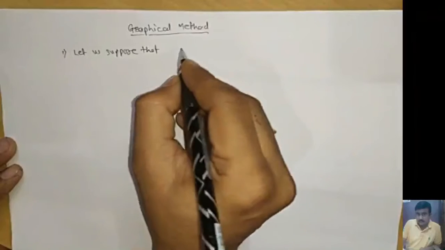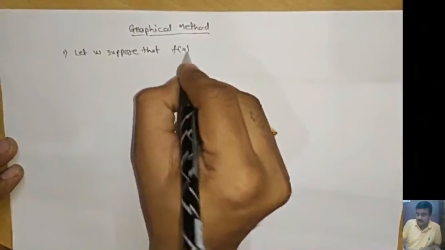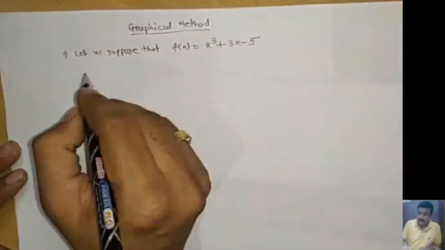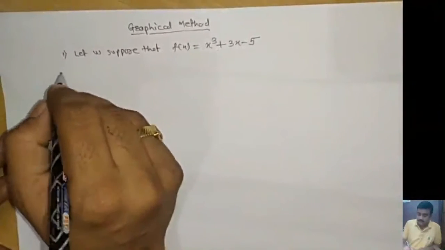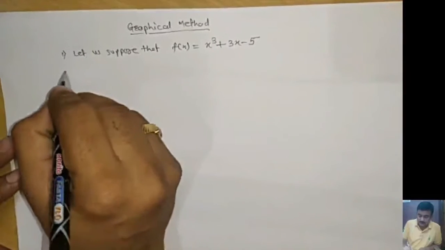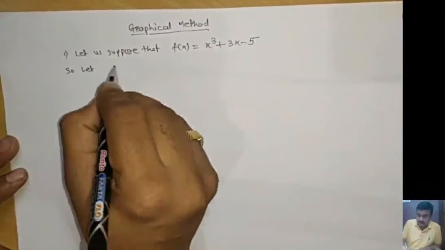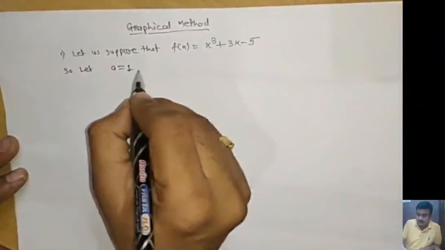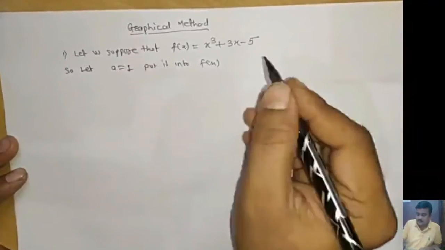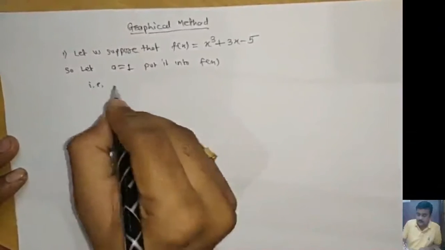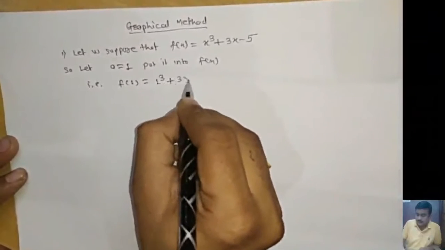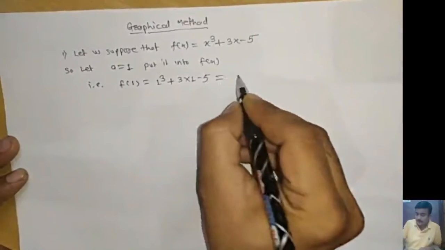Let us suppose that the function f of x equals x cubed plus 3x minus 5. First, we will find the interval a and b for this particular function f of x, which can be obtained by putting values of a and b in the given equation. So let a equal 1, put it into f of x. f of 1 equals 1 cube plus 3 into 1 minus 5 equals minus 1.